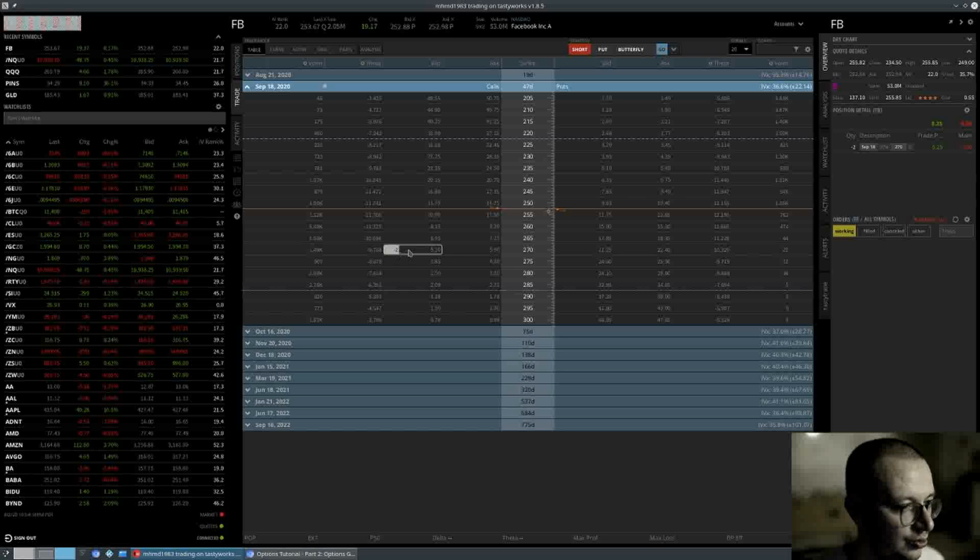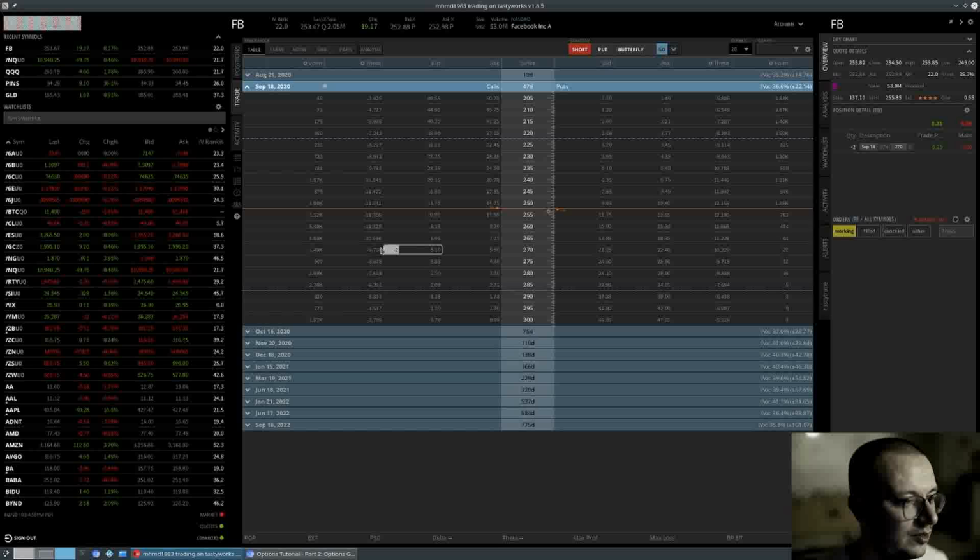I'm actually short 2 contracts for the 270 strike price in Facebook. As you can see, the theta is -9. It means if Facebook stays here for the next 47 days and implied volatility and price don't change, I would be making $9.76 per day per contract. This is where you want to stay.